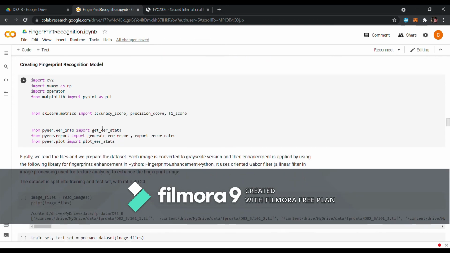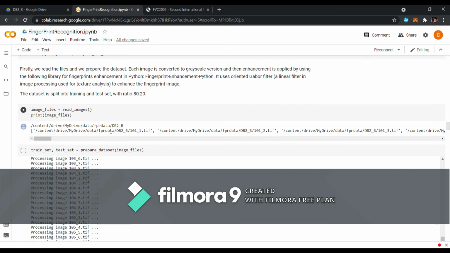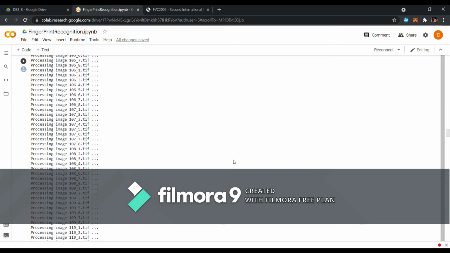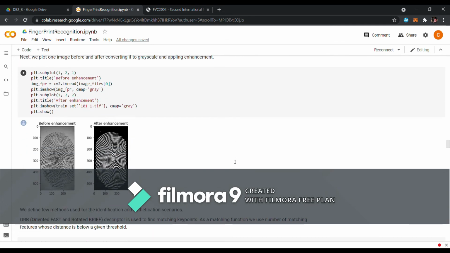Creating the fingerprint recognition model. We used the KNN algorithm to find the best matches for the given fingerprint. Firstly, we read the files and prepare the dataset. Each image is converted to a grayscale version and then enhancement is applied using the following library for fingerprint enhancement in Python. It uses an oriented Gabor filter, an image processing technique used for texture analysis to enhance the fingerprint image. The dataset is split into training and test sets with a ratio of 80:20.